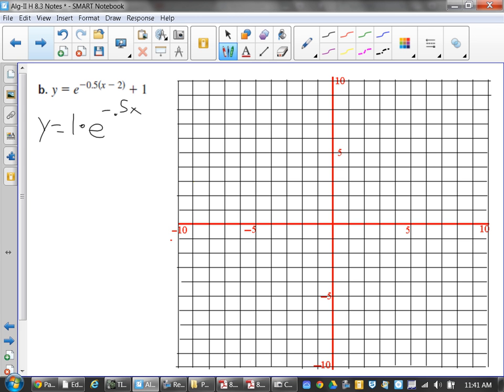So my parent function is that. Where's your y-intercept? It's at 1. Is this exponential growth or decay? And why is it decay? Because your rate is negative. So is it going to be dipping down to the right or down to the left? Down to the right.